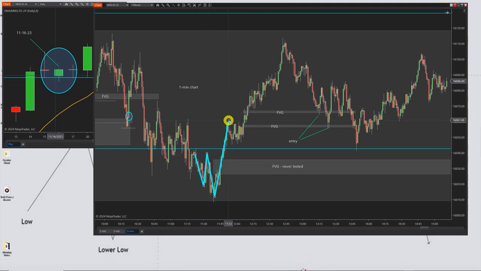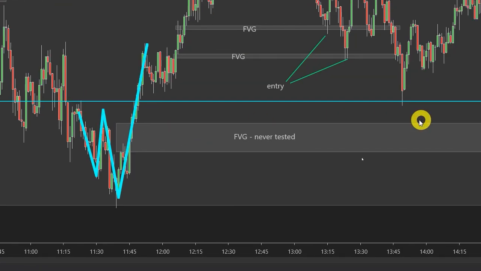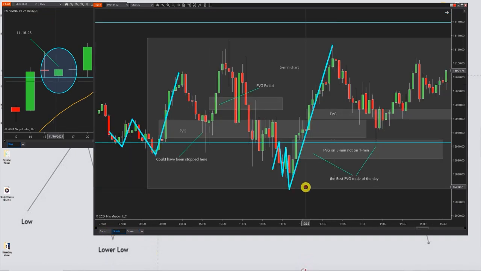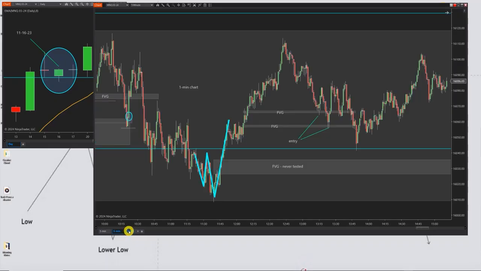There it is, boom, displacement. And there's the fair value gap that was created. It never came down on the 1 minute, but using that same area on the 5 minute, it did. That's why I like to use both.